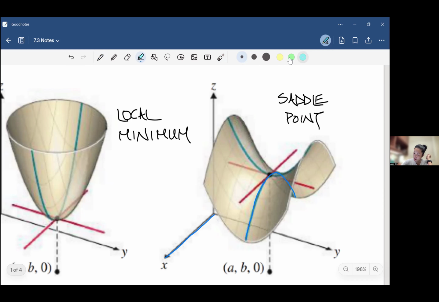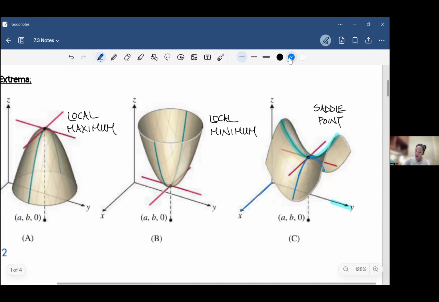But if we looked in the y direction, and I'll switch to the highlighter, in the y direction, that same point is actually the lowest point of that particular region. So a saddle point is really what happens when in one direction it's the highest point and in the other direction it's the lowest point. All right. So these are the three main types. We've got a local maximum, a local minimum, and a saddle point.